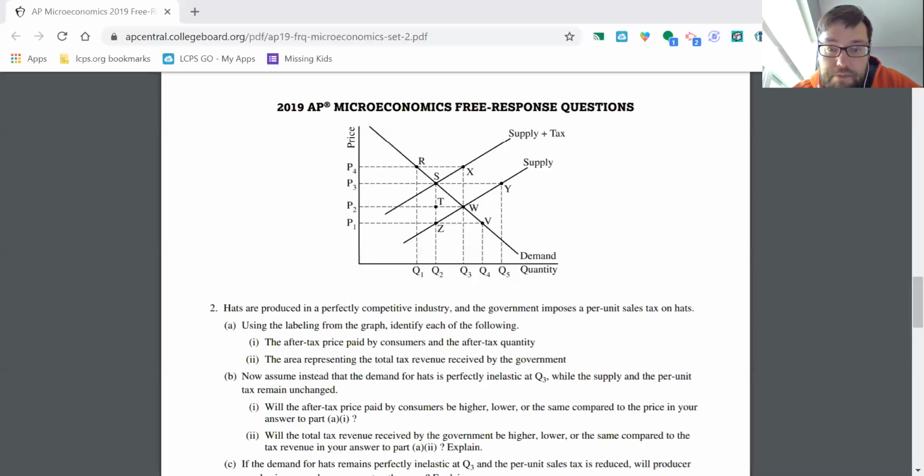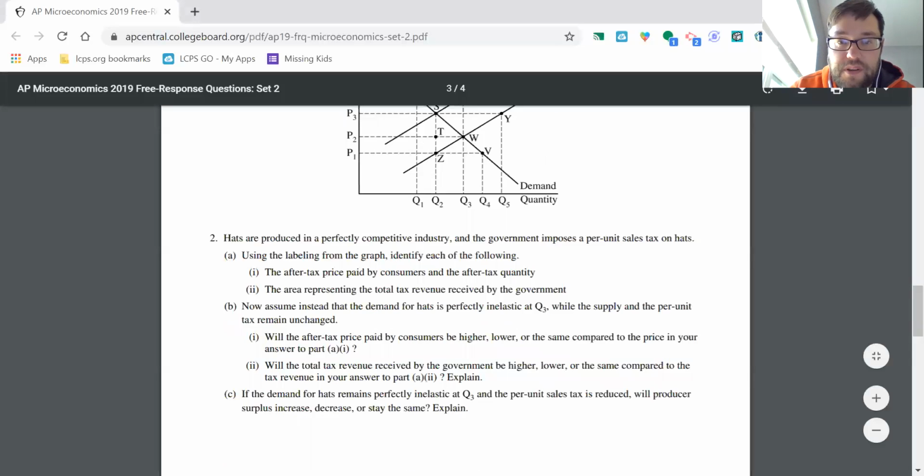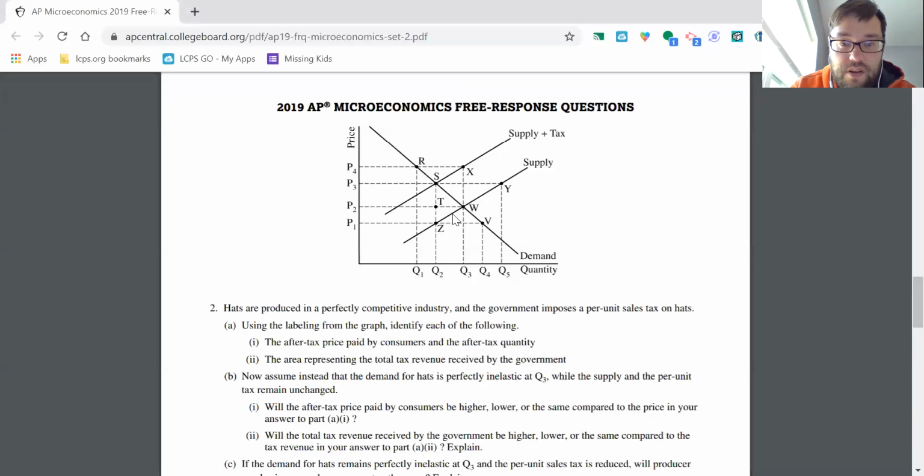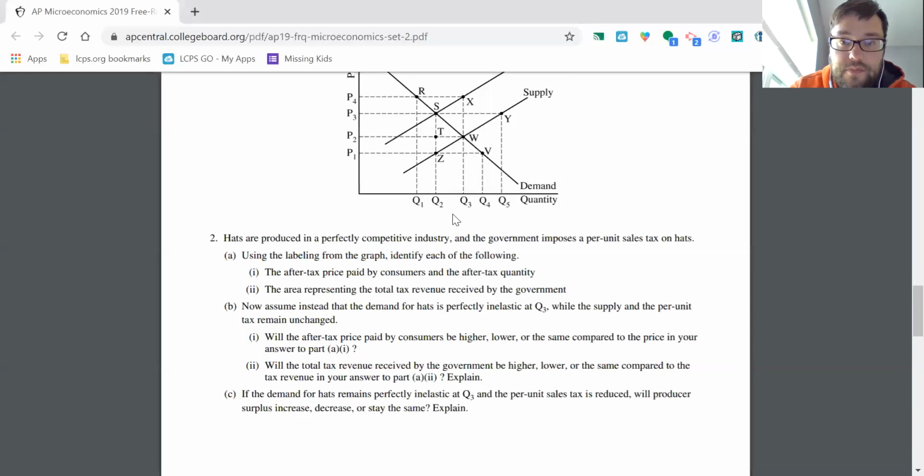All right, let's go to part B. Now assume instead that the demand for hats is perfectly inelastic at Q3, while the supply and the per unit tax remain unchanged. Okay, so this is where it's going to get a little bit messy because our graph doesn't really give us all the information we need.